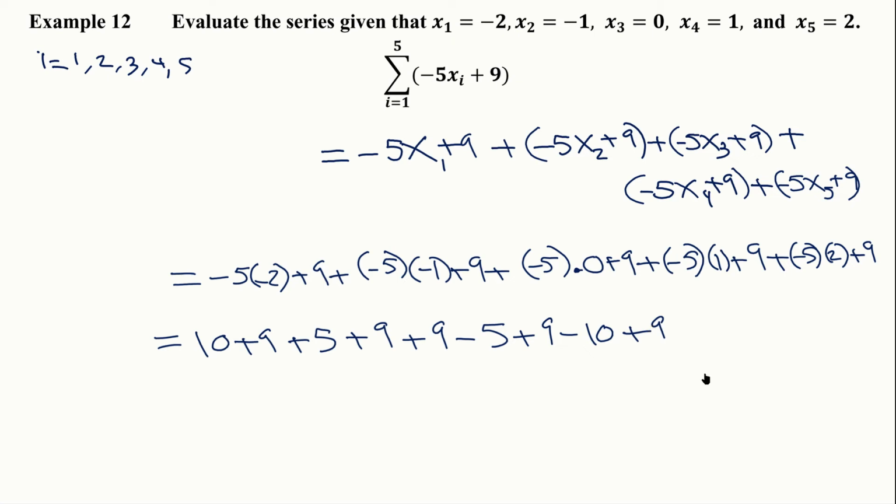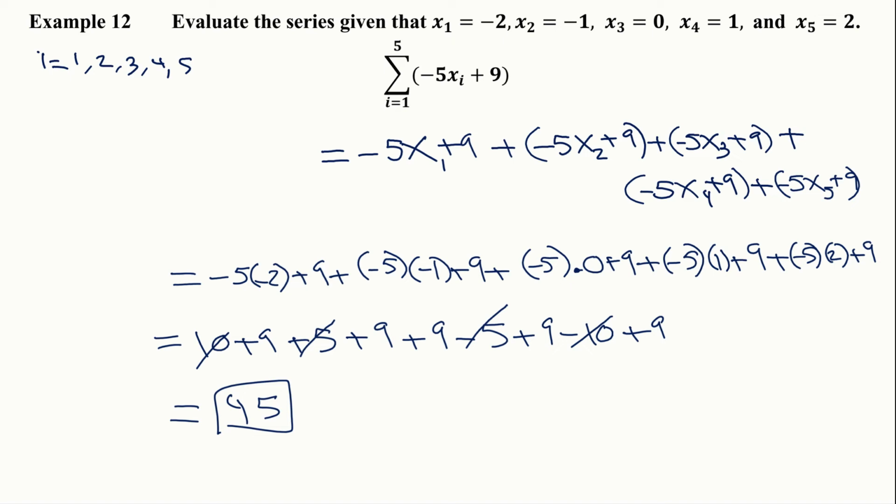So I noticed there's a lot of cancellation going on. Well, 10 and negative 10, right? 5 and negative 5. That just leaves me a bunch of 9s, doesn't it? 1, 2, 3, 4, 5, and they're all positive. So 9 times 5 is what? 45. And that's all there is to that. So don't let the index on the x scare you. It's very simple. All right, let's go ahead and move on to another.